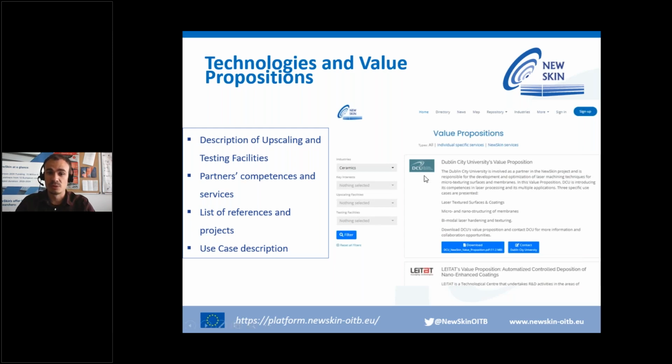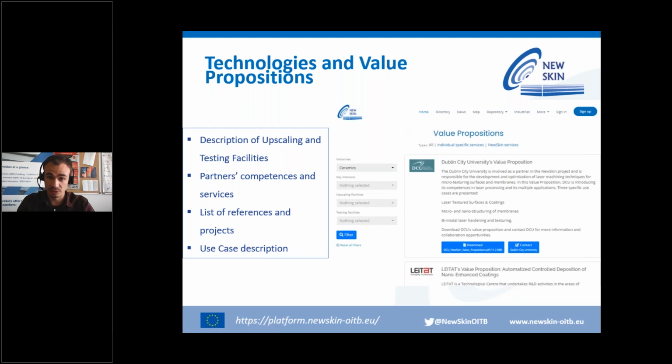On the value propositions page, you can see here how it looks. You have some filters on the left side that you can use. For instance, if you're only looking for value propositions related to the ceramics industry, you can just select ceramics in the industries filter and click on filter, and then you will only see the value propositions related to the ceramics industry.